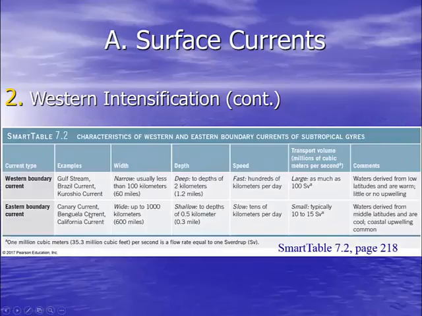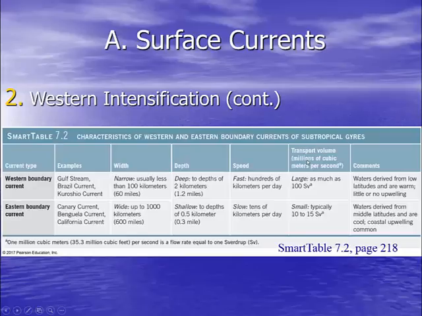Where would you find this information? This is Smart Table 7.2, so it's got its own recording about it that you can listen to. But this gives you some information about western and eastern boundary currents, gives you some examples. We're talking about, is it wide or is it narrow? And this gives you some numbers here. Is it deep or is it shallow? It gives you some numbers here. Speed, it gives you some numbers here.